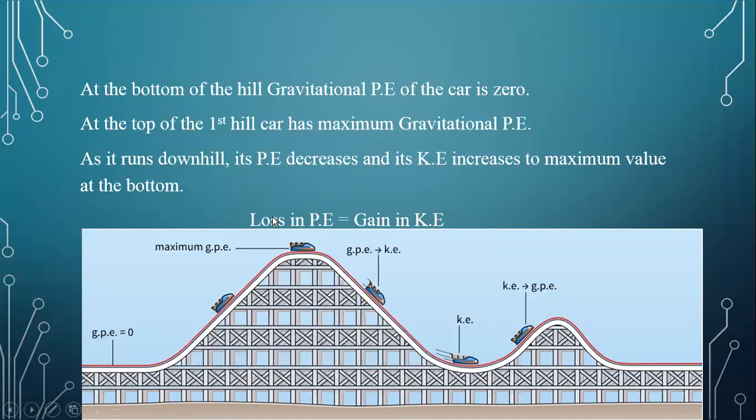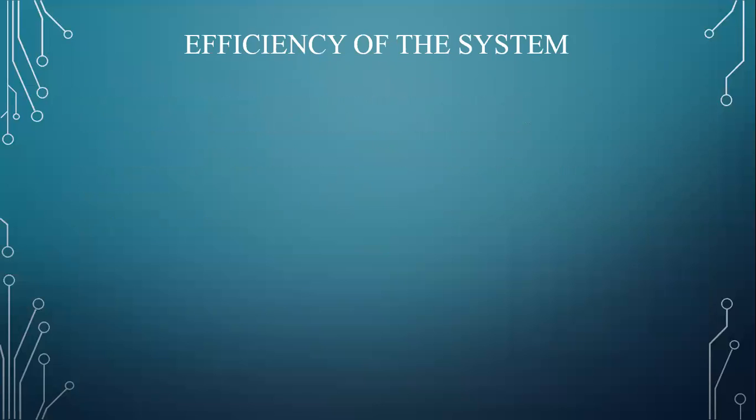जब एक ऑब्जेक्ट को ऊपर से ड्रॉप किया जाएगा तो उस ऑब्जेक्ट की पोटेंशियल एनर्जी में कमी आएगी, जबकि उसकी काइनेटिक एनर्जी में मुसलसल इजाफा नोट किया जाता है. Hence loss in potential energy is equal to gain in kinetic energy. Our next topic is the efficiency of the system.